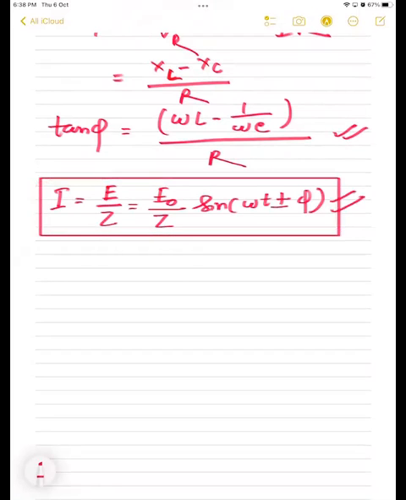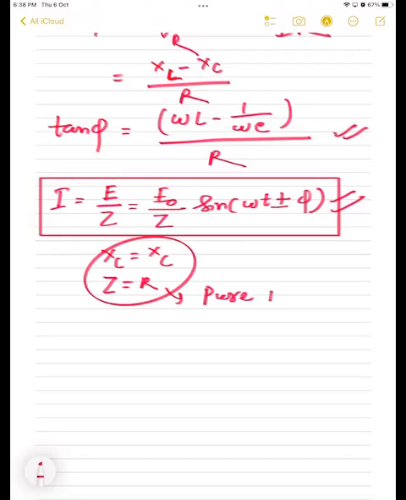Okay. Understood? So when XL is equal to XC, at that time the impedance is going to be R, right? So that is purely resistive circuit, right? Pure resistance circuit. Understood? Yes.